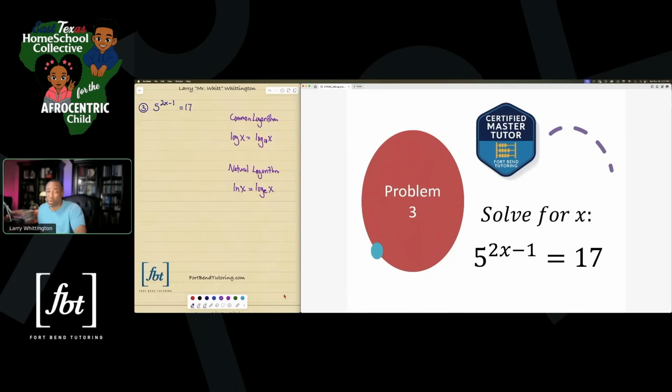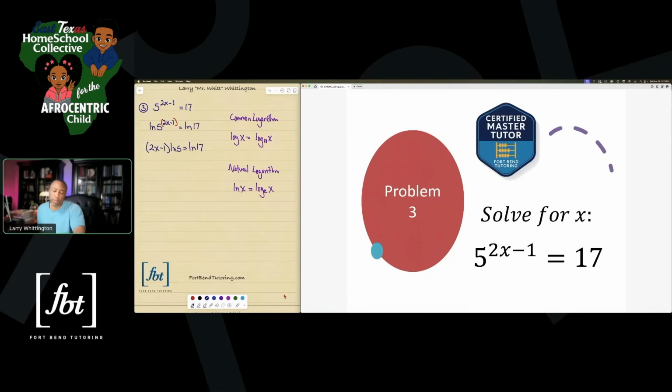So I prefer to use natural logarithms. Not that I have to, Gage, it's just that it's one less letter to write. So I'm going to rewrite this problem as the natural log of 5 raised to the 2x minus 1, which equals the natural log of 17. And because of what is called the power rule, it allows me to bring down this exponent, 2x minus 1, as a coefficient. So I'll be able to rewrite this as the quantity 2x minus 1 times the natural log of 5. Just like that, Gage.